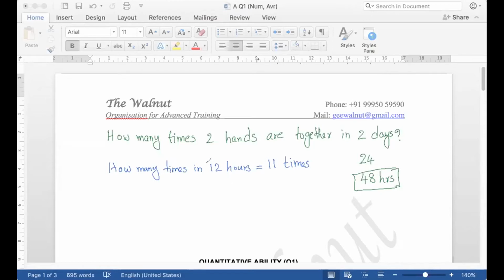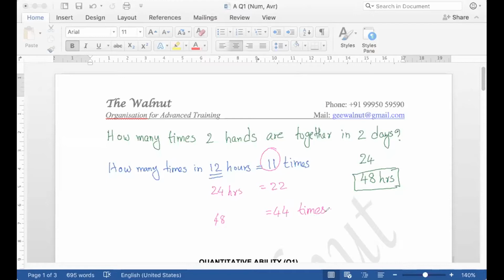So how many times does that happen in 12 hours? The two hands are together 11 times. So that is 11 times in 12 hours. That means we have 48 hours. 48 hours means 12 plus 12 plus 12 plus 12, 4 times. So ultimately, it happens 11 times in 12 hours. That means it happens 22 times in 24 hours, correct? 24 hours, 22 times, then 48 hours, it's 44 times. So that's the answer.